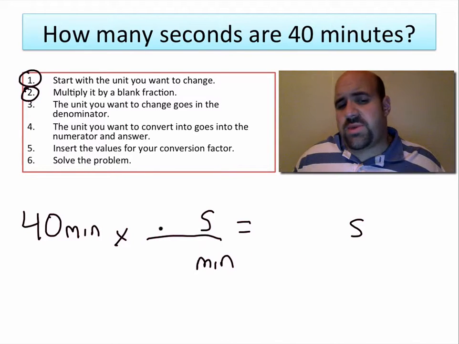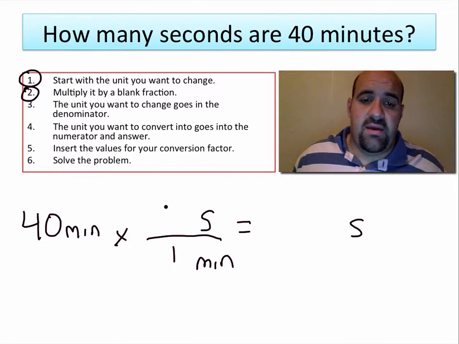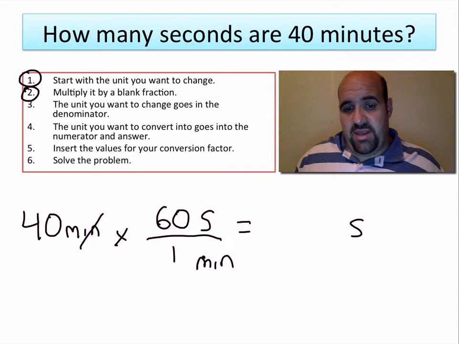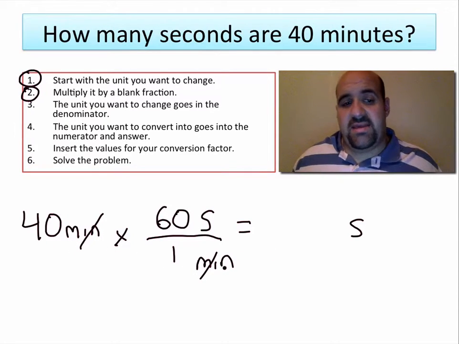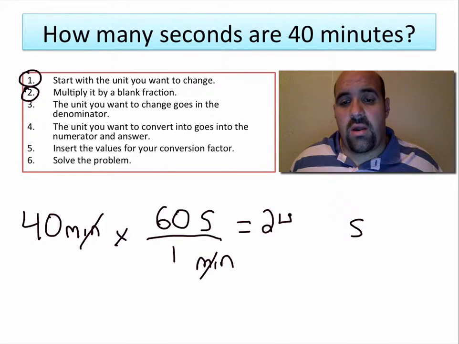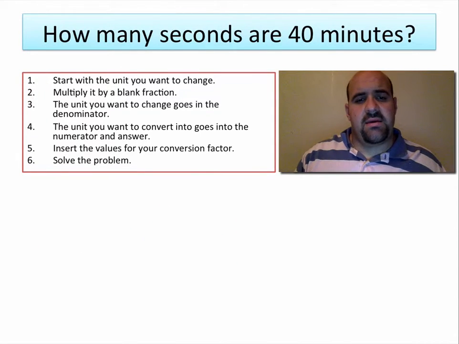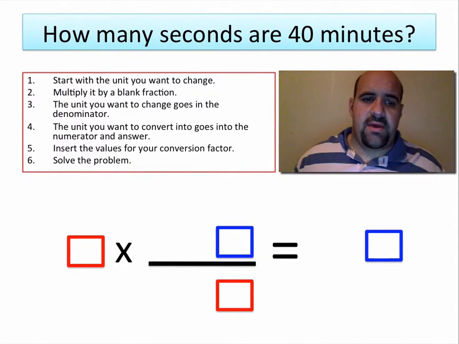So 40 minutes. What's the relationship between minutes and seconds? Well, I know 1 minute is 60 seconds. So now all I have to do is cancel these minutes. 40 times 60. That is it. Simple as that. And that's going to equal 2,400 seconds. So if you follow these simple rules, conversions become very easy. And again, you could set it up this way.